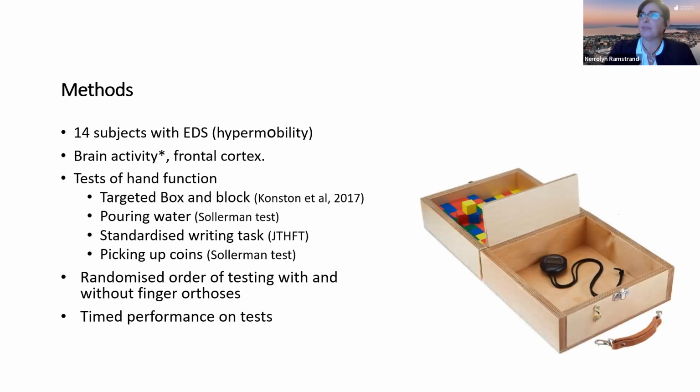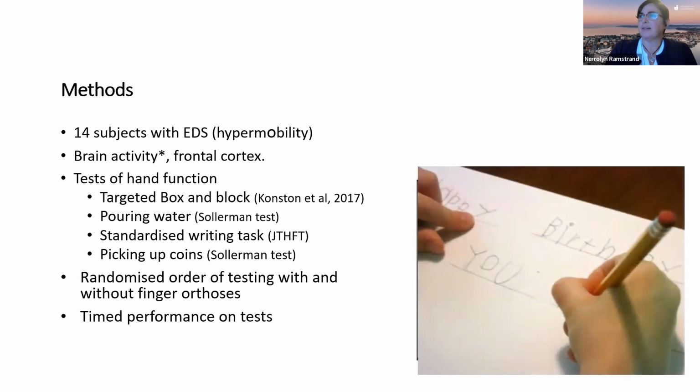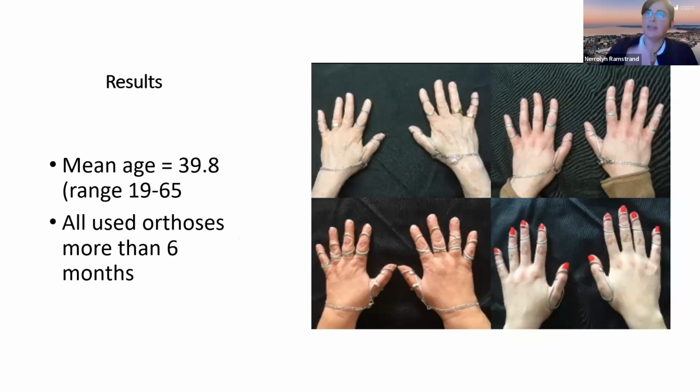Oh, here we go. There's the box and block test. So they have to lift blocks from one side to another, pouring water, standardized writing test, and picking up coins from a table. So we had a bunch of individuals here. The mean age of the participants was 39 years, and all had used their finger orthoses for more than 6 months.